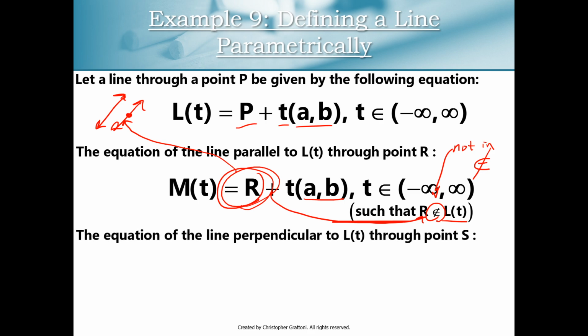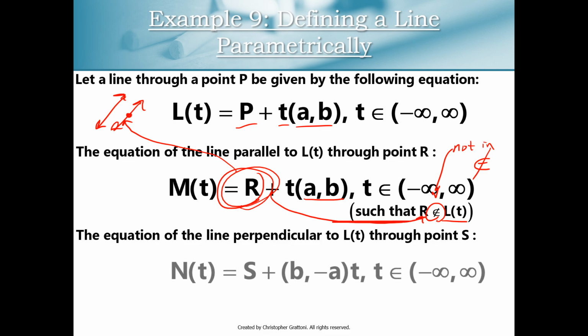And then the equation of a line perpendicular, you swap the values in your slope vector and make the second term its opposite, and that'll do the trick. That's not the only way to do it, but that's certainly a fast way to remember, and we know that it works because the dot product of a comma b and b comma negative a is equal to 0.